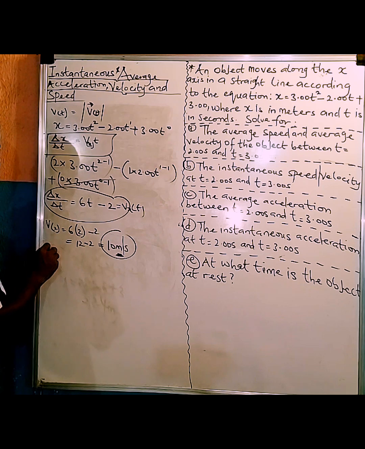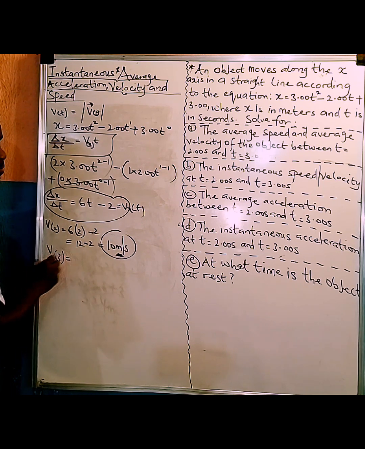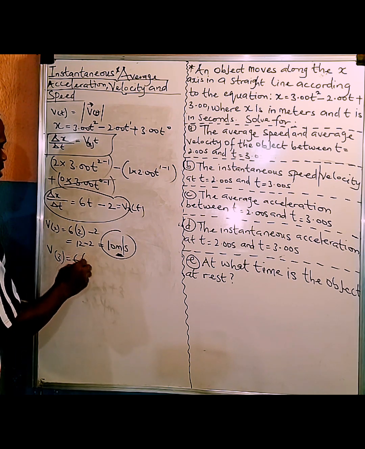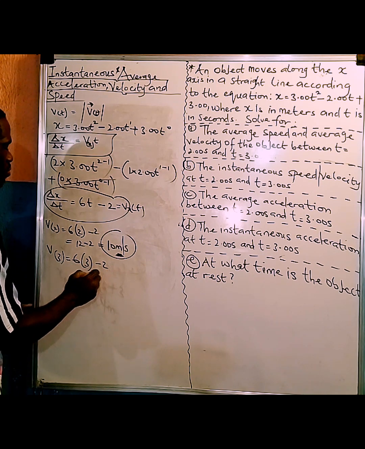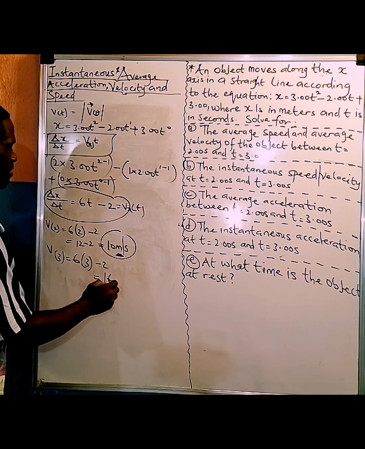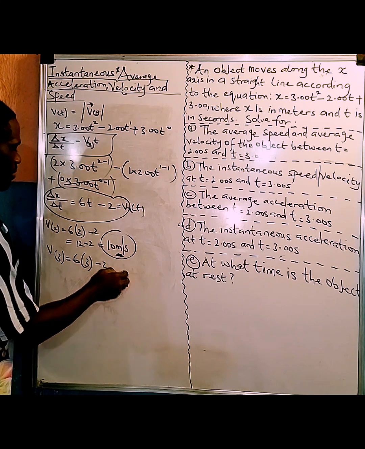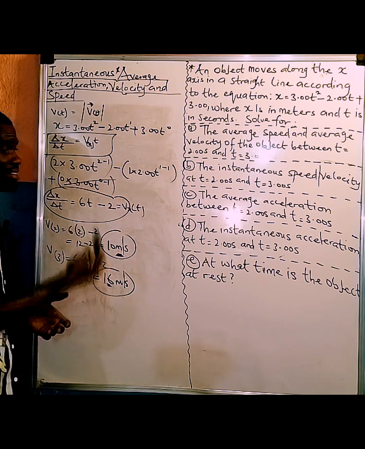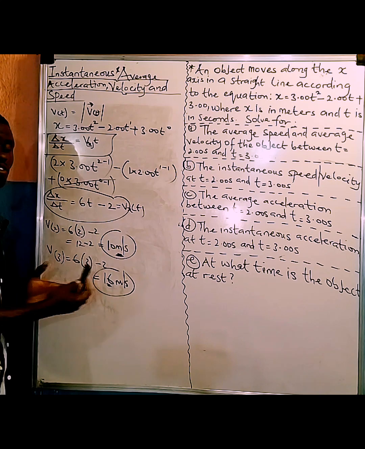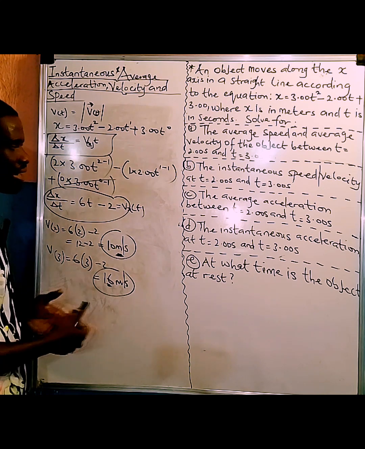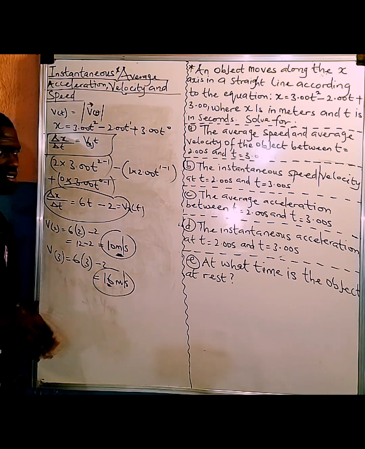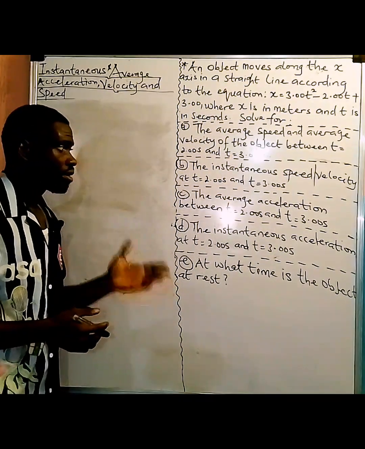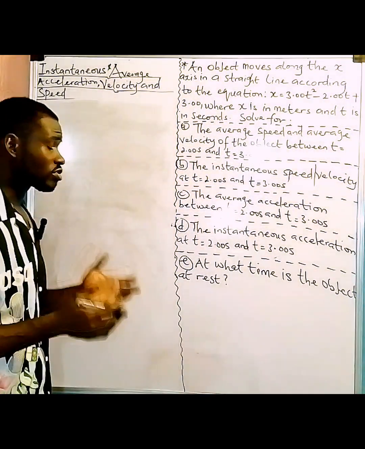So the next, instantaneous speed at time 3 seconds will give us 6 times 3 minus 2. 6 times 3 is 18, 18 minus 2 will give us 16 meters per second. So these are the instantaneous speeds or velocities at these two times, 2 seconds and 3 seconds. As simple as that. Okay, the third question, the third sub-question of question one.